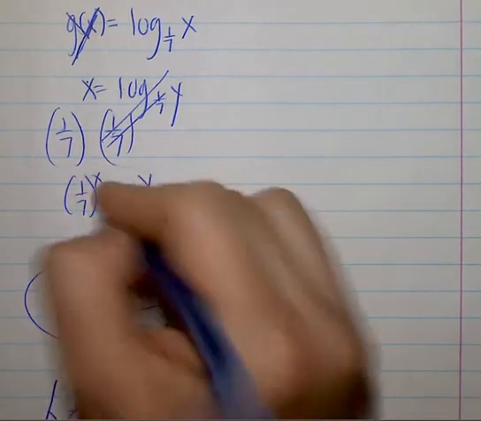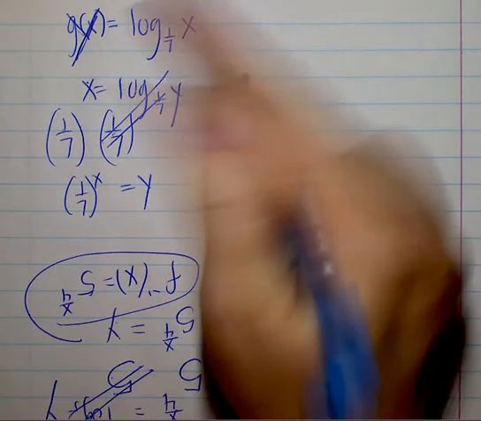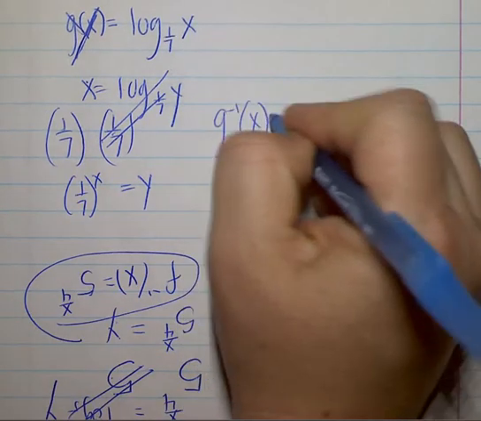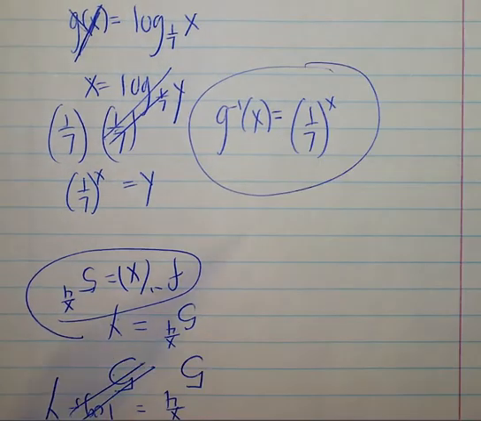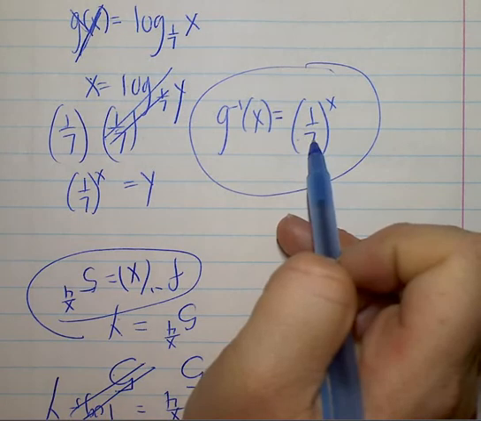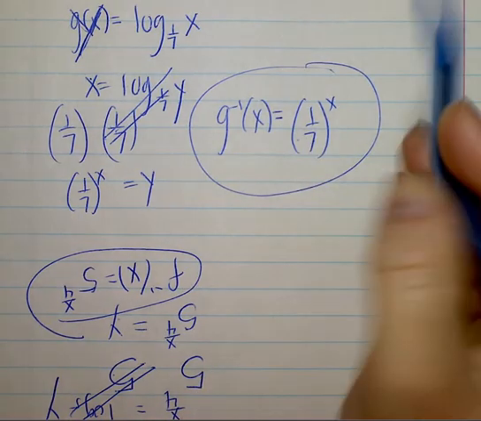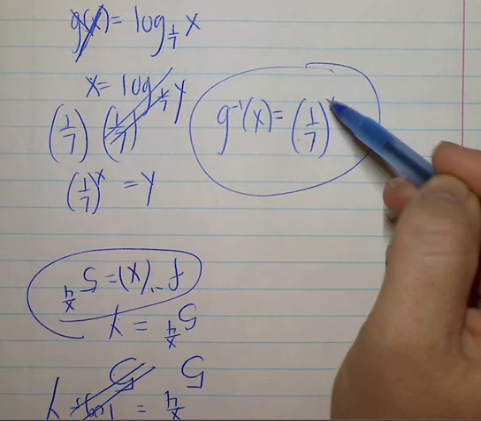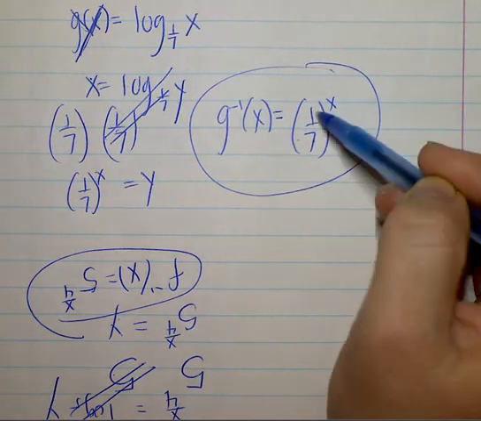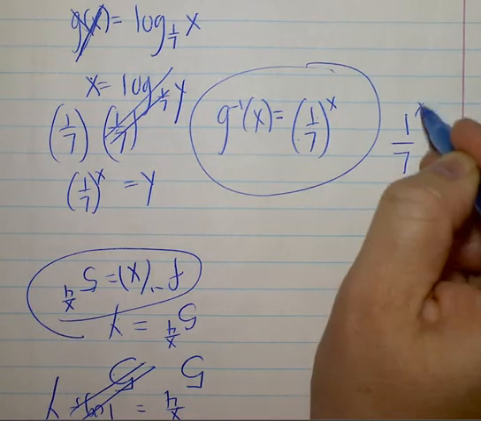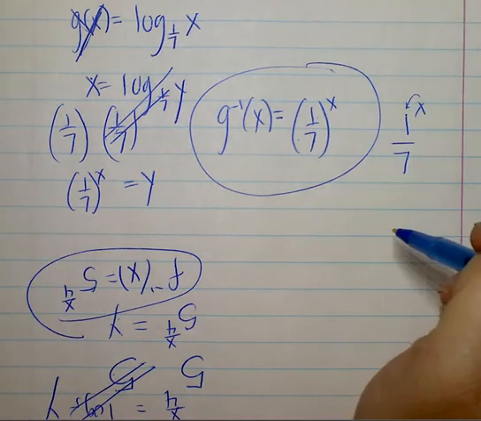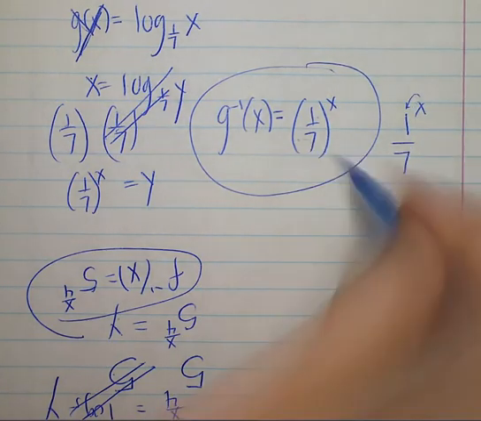But my final answer needs to go back. Okay, this was a g of x problem. So the inverse of g of x is 1/7 raised to the x. Why is it important that I put parentheses around the 1/7? Because this x, which is an exponent, should be applied to this entire fraction. If I don't, it looks like this, where it's only applied to the 1 on top. So make sure your fraction is in parentheses.